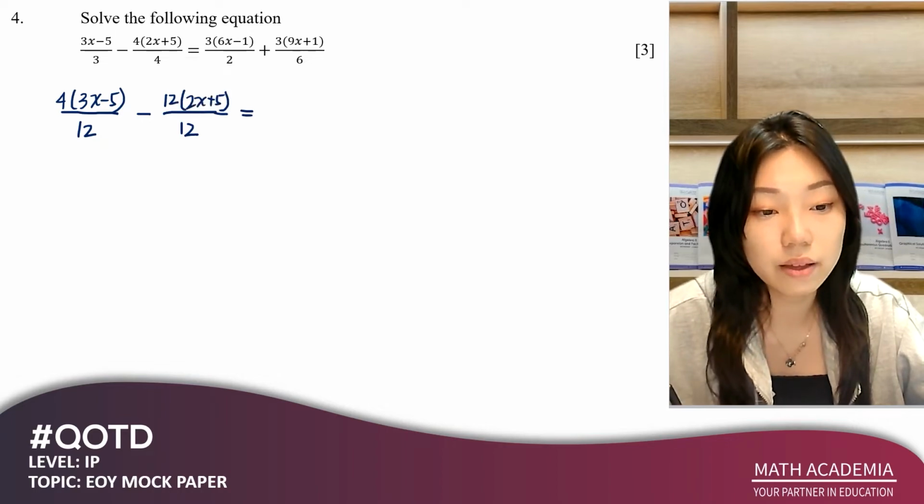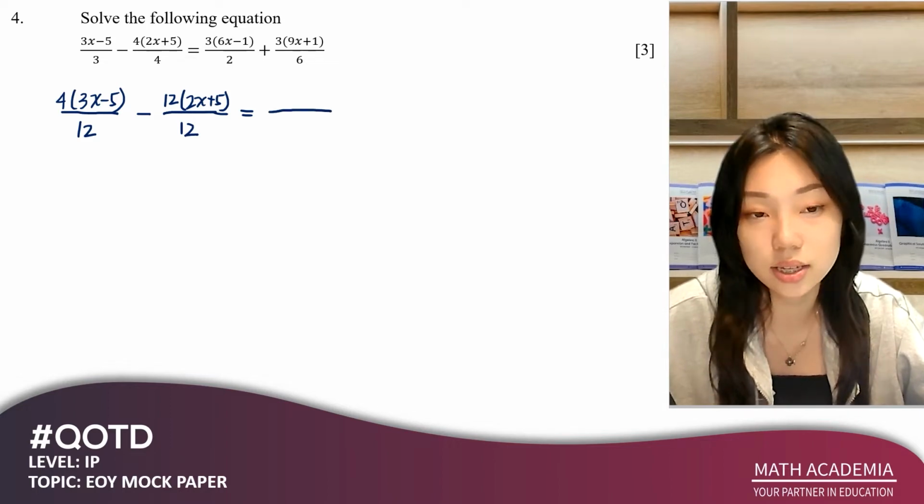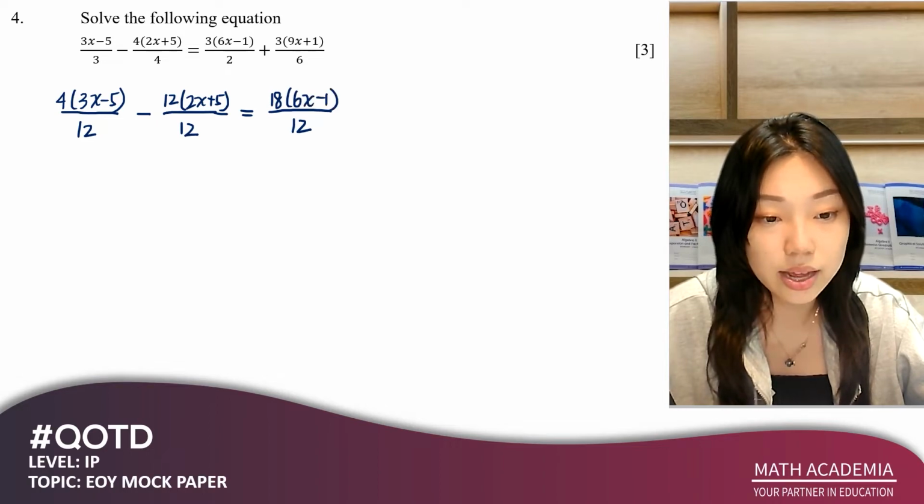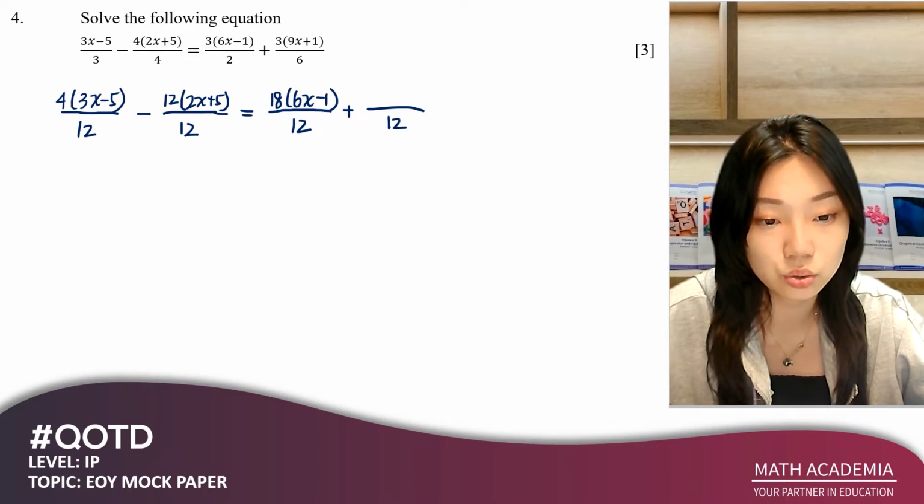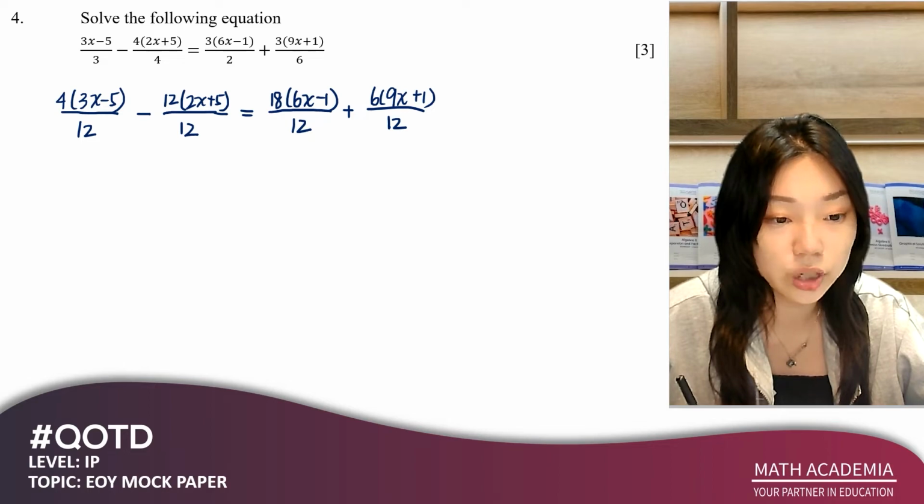And on our left hand side, to turn 2 into 12, I need to multiply by 6. When I multiply by 6 in my denominator, I need to multiply by 6 in my numerator. And lastly, to turn 6 into 12, I need to multiply by 2. So when I multiply by 2 in my denominator, I need to multiply by 2 in my numerator. Our next step would be to merge our fractions.